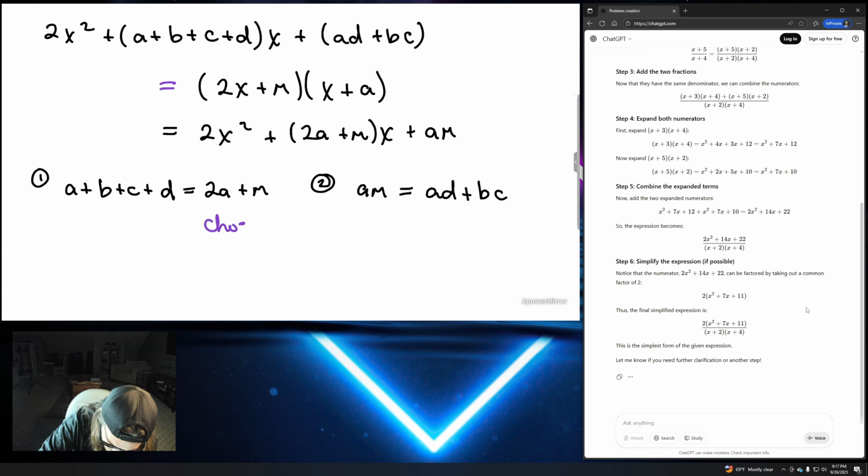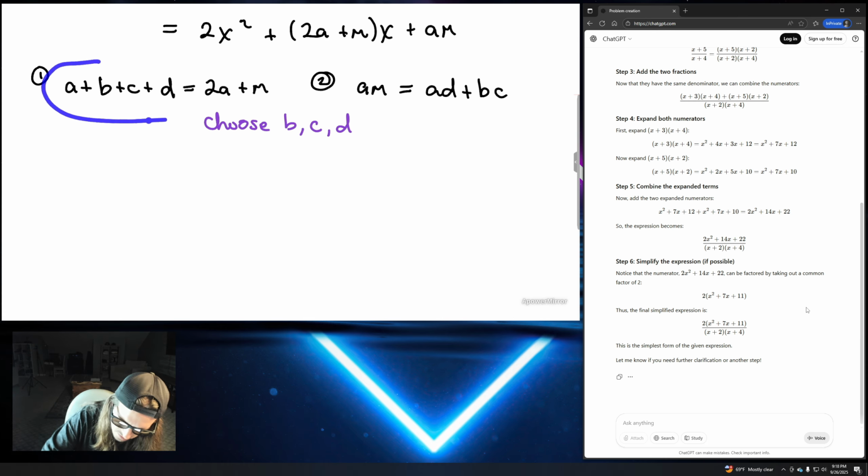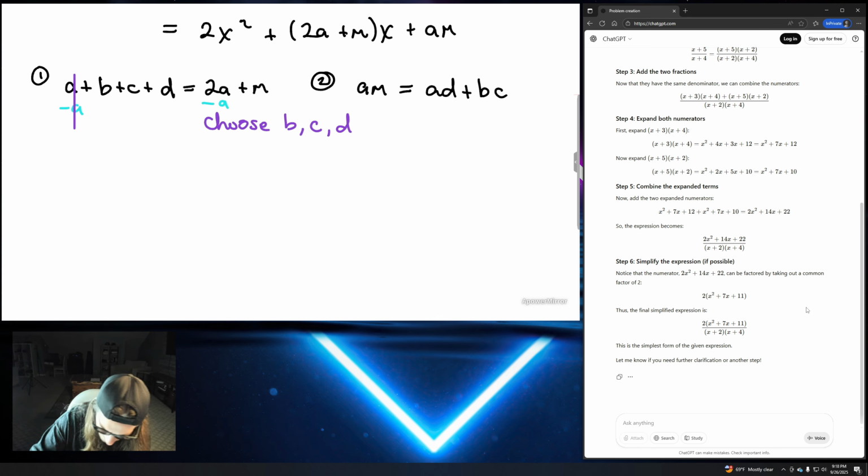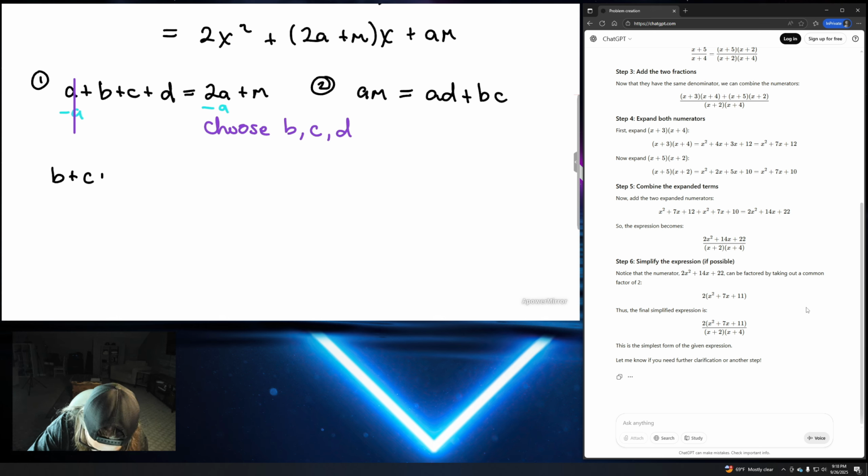So I would choose numbers for b, c, and d. Meaning you could put a 2, 3, 4. You could put b equals -10, c equals 5, and d equals 7, right? Whatever you want. So we're going to treat b, c, d as constants, and we're going to treat a and m as the variables. Well, let's go ahead and simplify this first equation right here. I could subtract an a from both sides, and that cancels that a out. So I have b plus c plus d equals a plus m. And then let's go ahead and solve this. How do I want to do this?